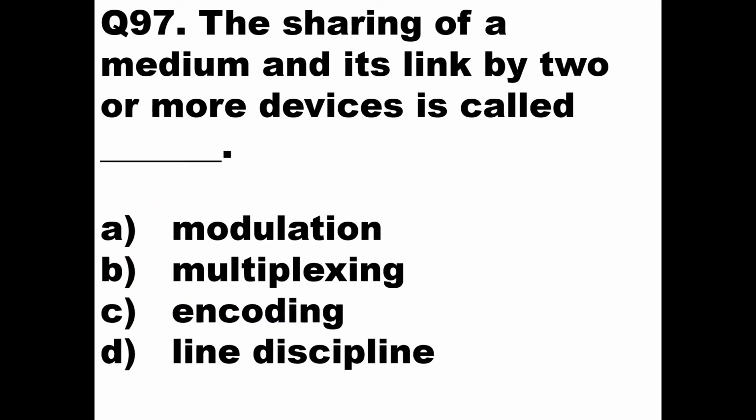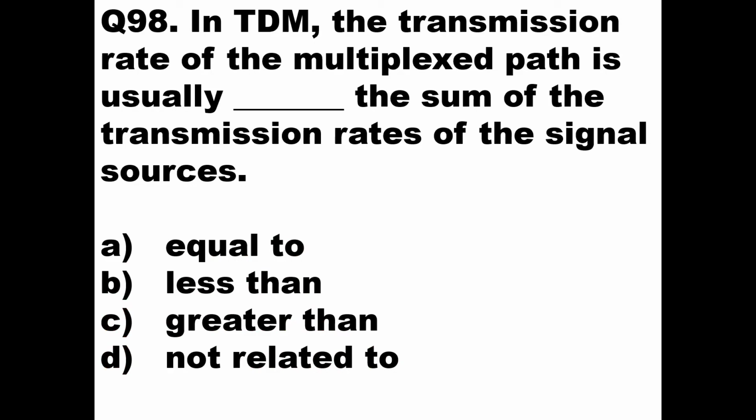Then we'll go to question number 97. The sharing of a medium by its link by two or more devices. If two or more devices, or two or more signals, share a medium and go on a common channel, then that process is called multiplexing. So here the option will be option B, multiplexing. The sharing of a medium and its link by two or more devices is called multiplexing. Then we'll go to question number 98.